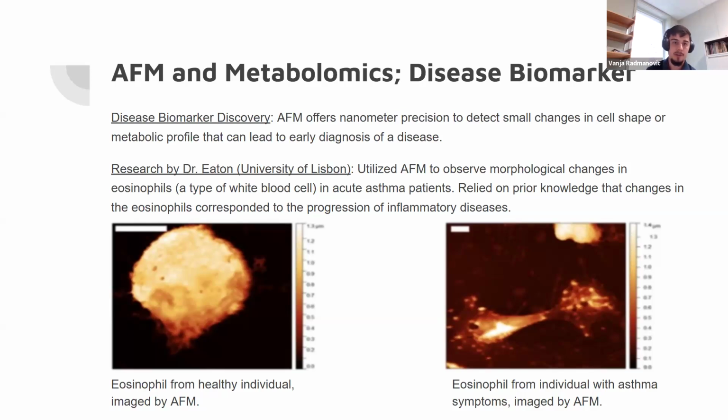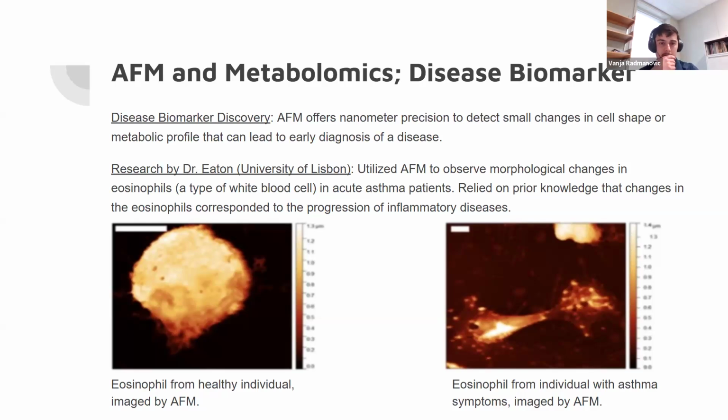And so one of the first ones I'll start with is to be able to discover disease biomarkers earlier than usual. So to do an early diagnosis of disease is challenging with regular instruments, but atomic force microscopy is so precise on a nanometer level that it can detect very small changes in either cell shape or metabolomic profile that can lead to an early diagnosis of a disease.